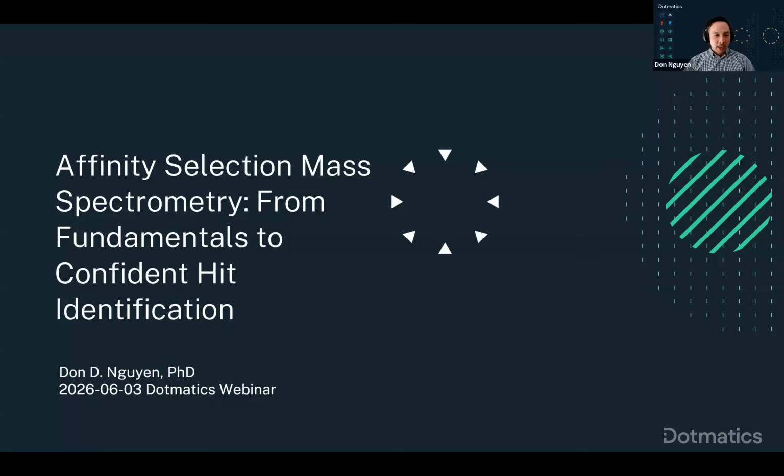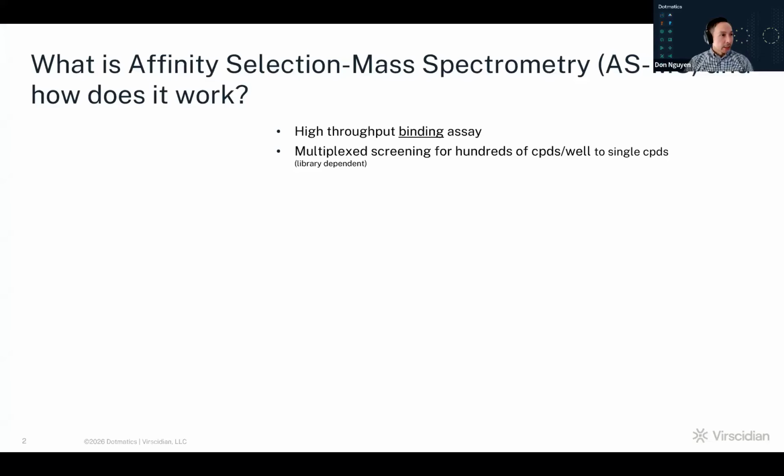So as Ryan said, today we're going to be talking about Affinity Selection Mass Spec, kind of what it's used for, and more specifically about some of the improvements we've made to the software that help with ASMS analysis. Okay, I just want to make sure that we are all on the same page. So let's go over a little bit of general background information for ASMS.